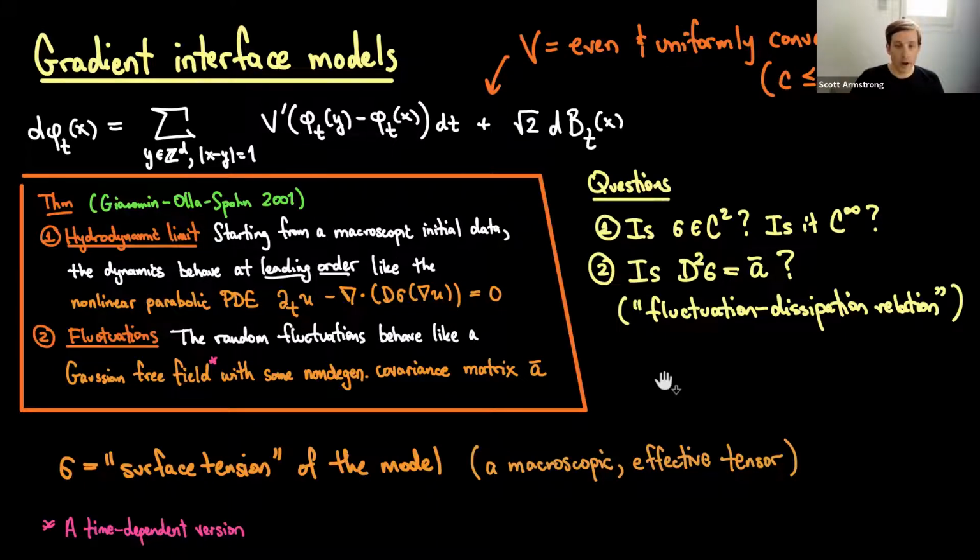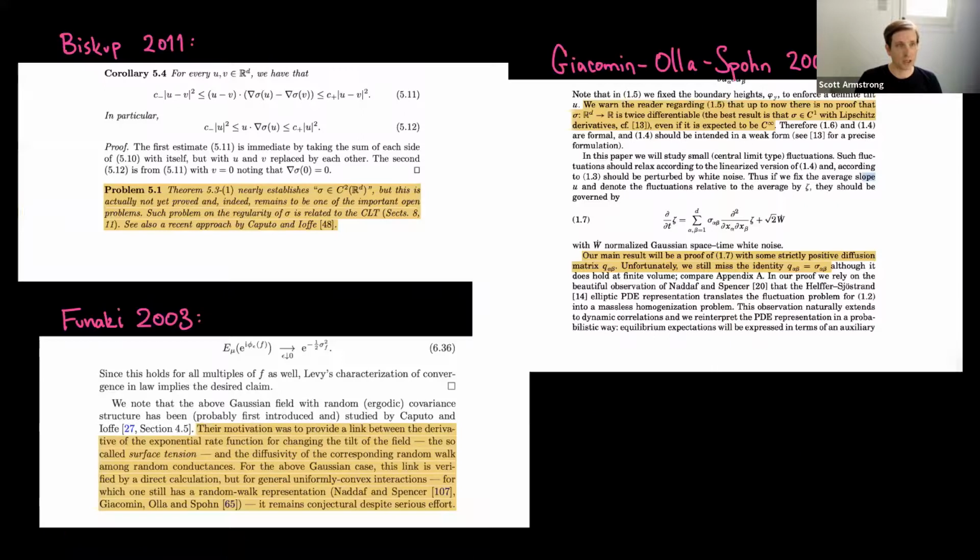Anyway, I want to sell the homogenization methods by saying that this problem was open for a long time, for 25 years, and it wasn't just a problem that was never mentioned. It was mentioned all the time, and unfortunately, we're still stuck. This problem's still open. Despite a lot of effort, it remains conjectural despite serious effort, Funaki writes in 2003. Okay, so what were they stuck on? Why can't they prove it?